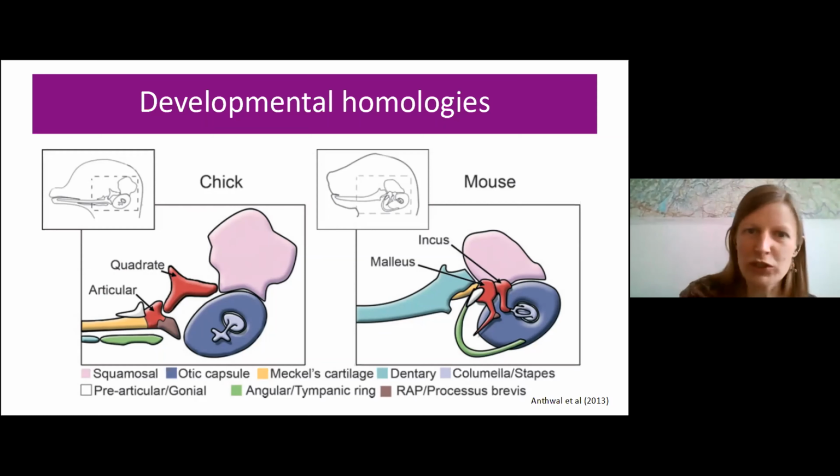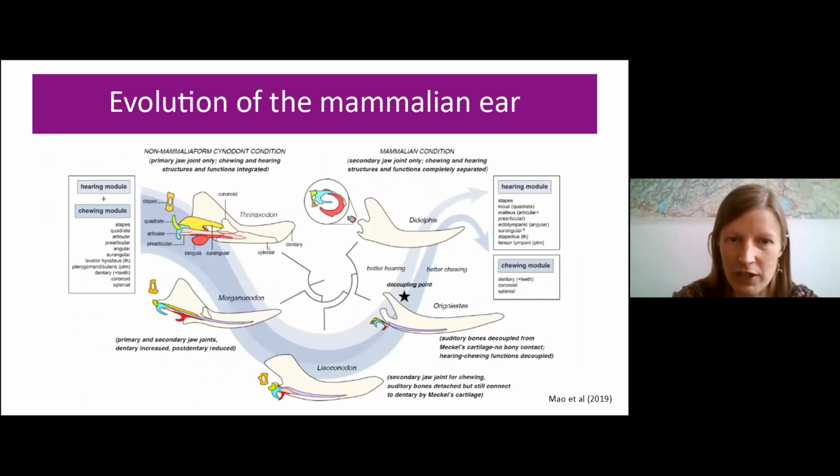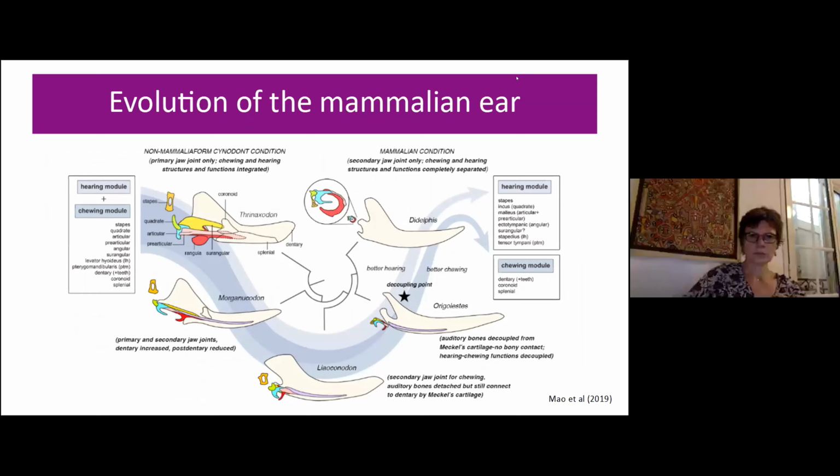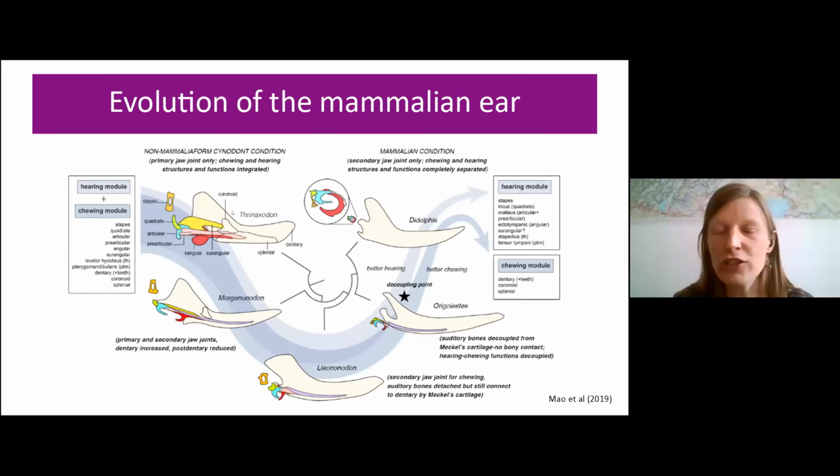And in fact, when you look at paleontological evidence, you see that the very basal species, the cynodonts, which are a group in which the mammal branch, this is some kind of reptile, but not mammals. You have the stapes, which is a bone of the middle ear, and you have the three bones, quadrate, articular, and angular, that are parts of the jaw joints. And so in this situation, you have the hearing module and the chewing module that are combined, that are joined. So there is not a strict separation in the chewing and hearing function.